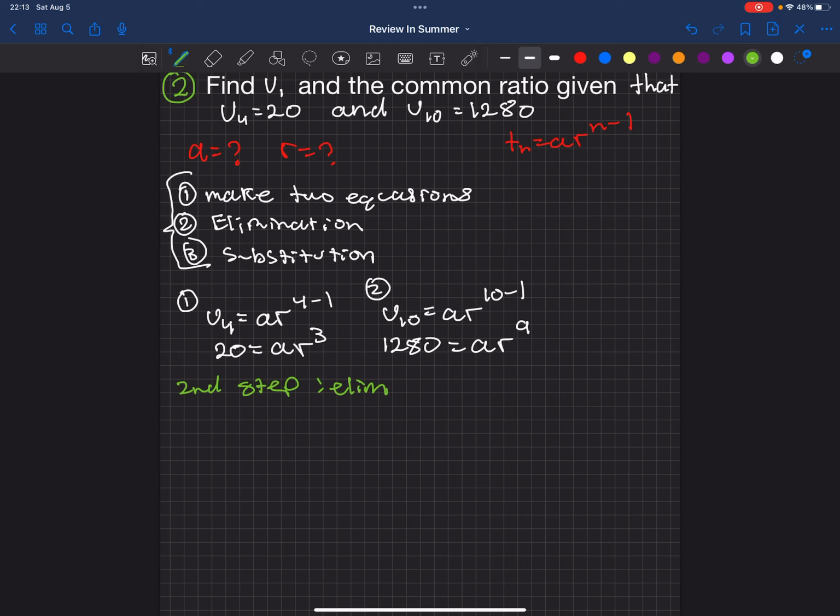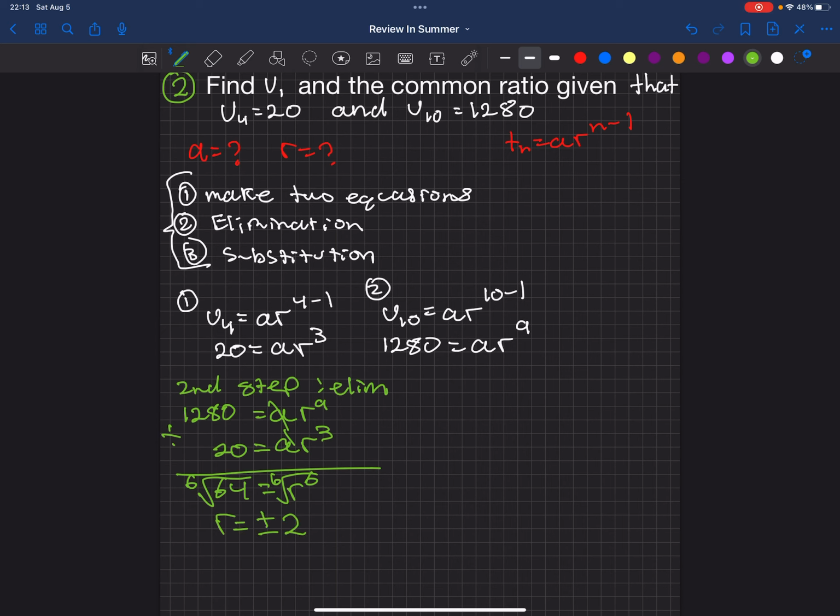So we're going to take 1,280 equal to a times r to the power of 9, and then we're going to divide it by 20, which is equal to a times r to the power of 3. So 1,280 divided by 20 is 64. A is eliminated, and then 9 minus 3 is 6, so r to the power of 6. We're going to do this on both sides, and then we're left with r is plus or minus 2.